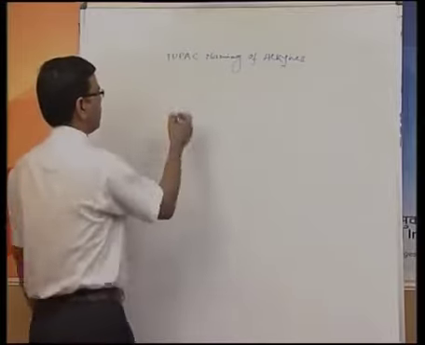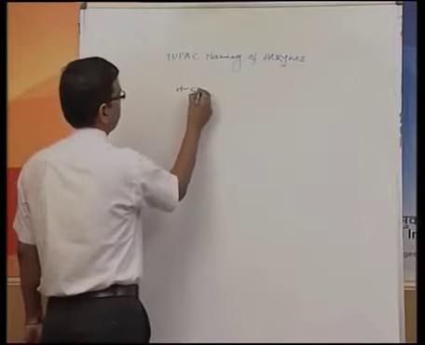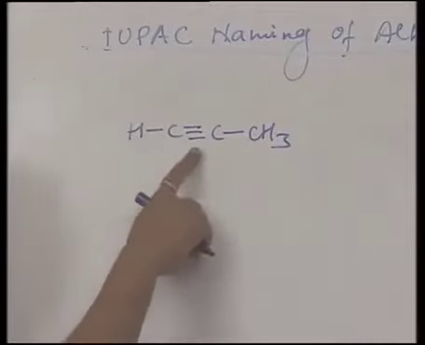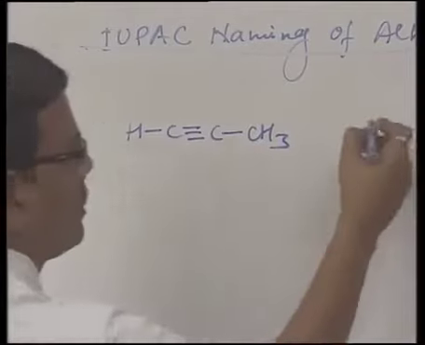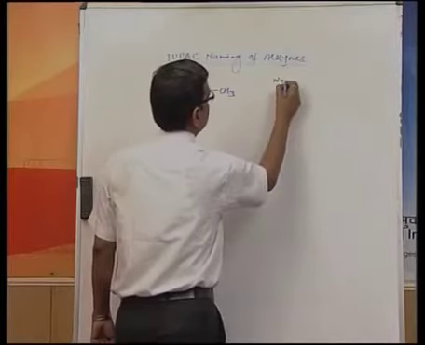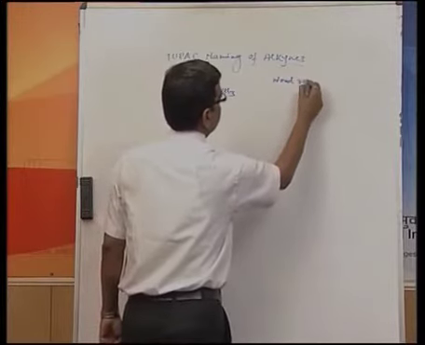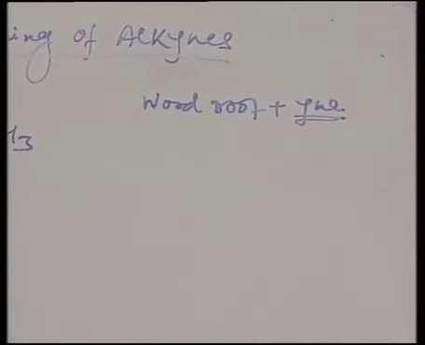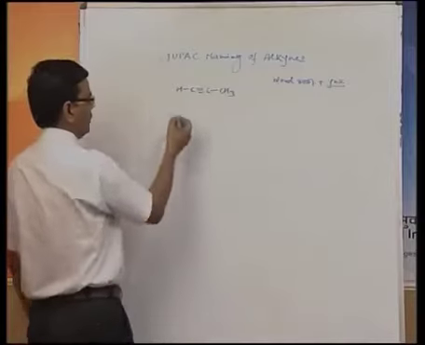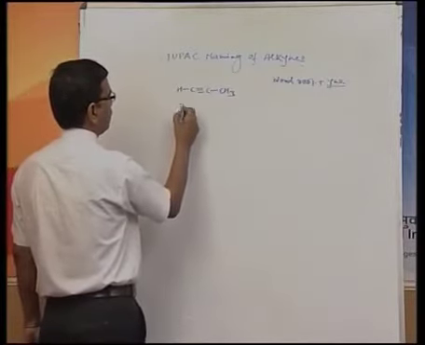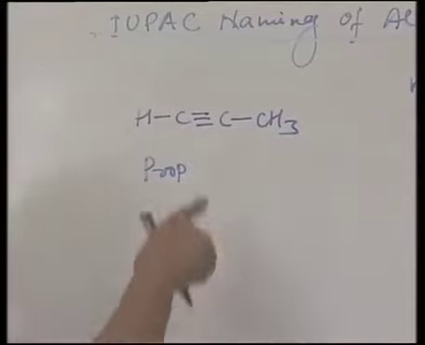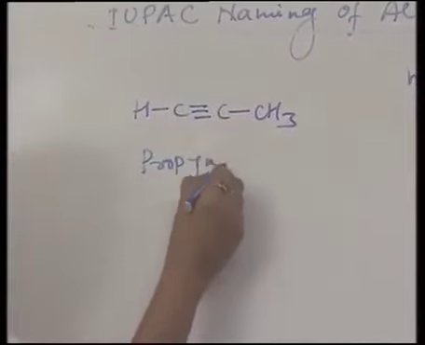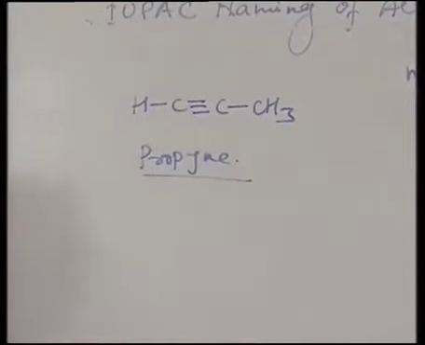For example, let us see this compound, CH3, hydrogen carbon triple bond CH3. For this, first of all, we have to write the word root, and then at the end we have to add the last word YNE. For this, the number of carbon atoms, you can see here, is 3. For 3, the word root is prop, and as it contains a triple bond, it will be an alkyne. So we have to write YNE. The name will be propyne.